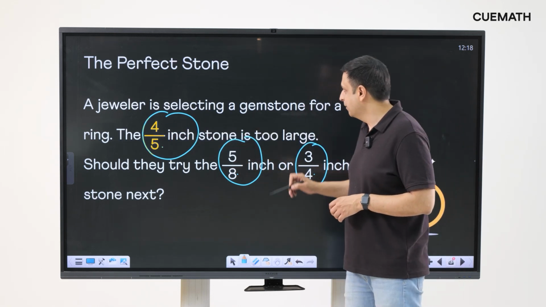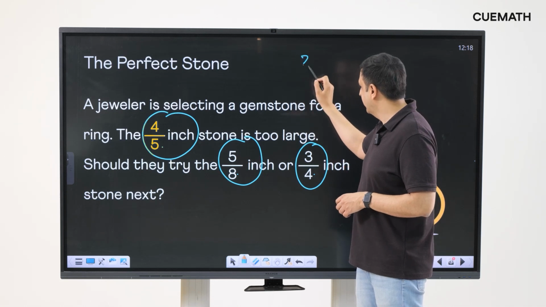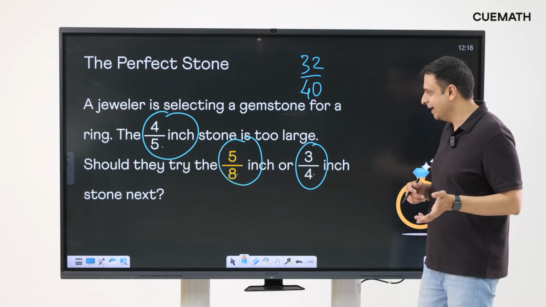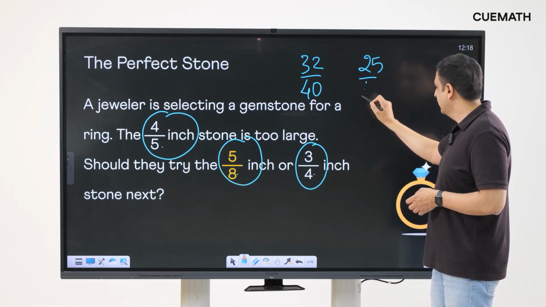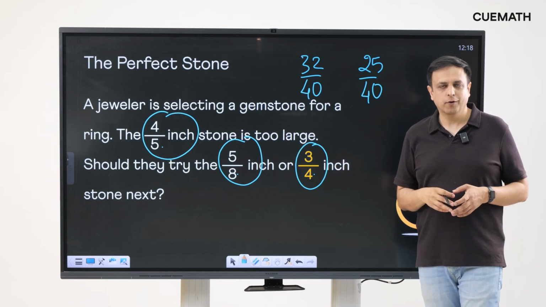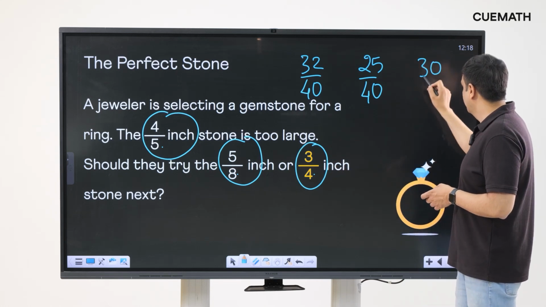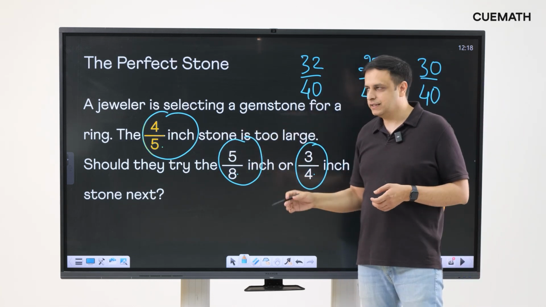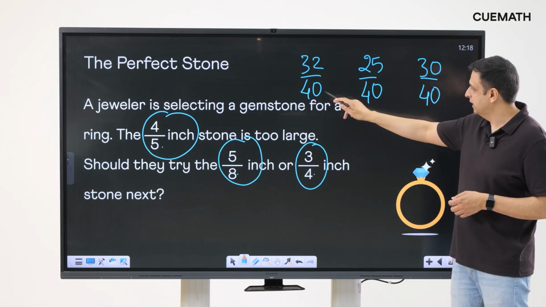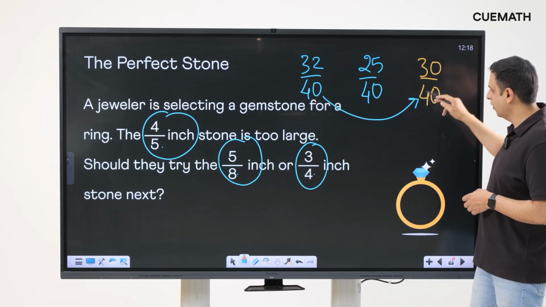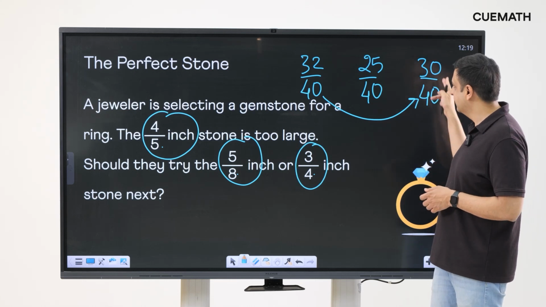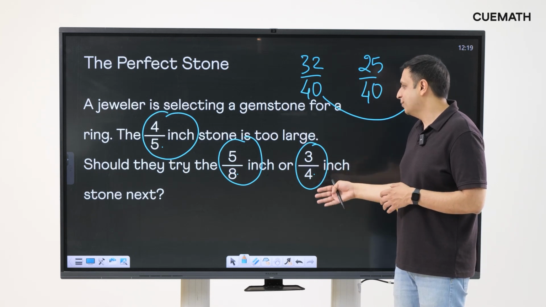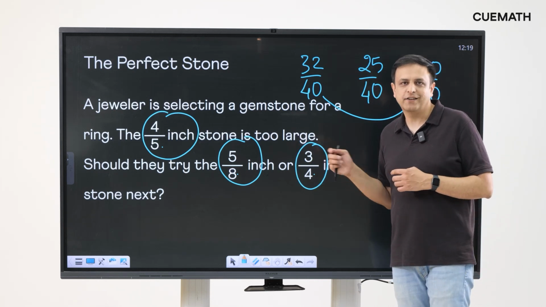So for 4 over 5, multiply above and below by 8, you will get 32 over 40. For 5 over 8, multiply above and below by 5, you will get 25 over 40. And then for 3 over 4, multiply above and below by 10 and you will get 30 over 40. So this stone, 32 over 40 or 4 over 5, is of course the largest, but which one is the next largest? The next largest will be 30 over 40, the 3 over 4 inch stone, and then the smallest one is 25 over 40, the 5 over 8 inch stone. So the answer to this problem is that the 3 over 4 inch stone should be tried next.